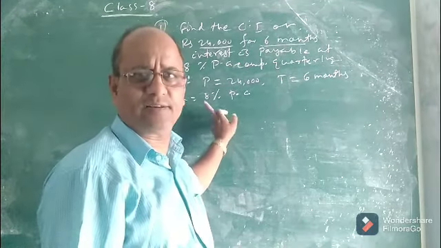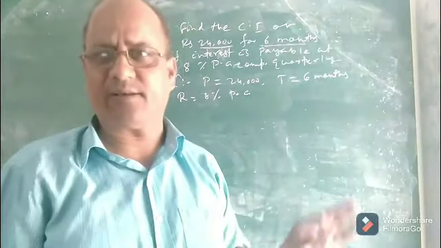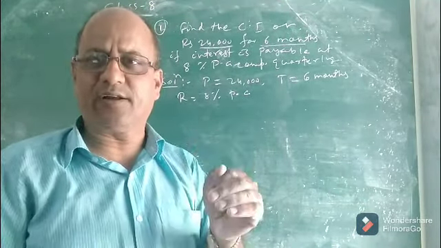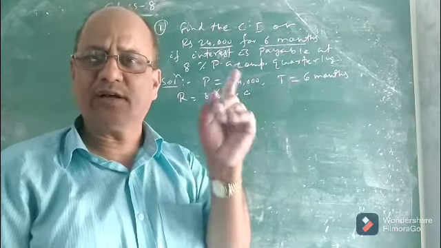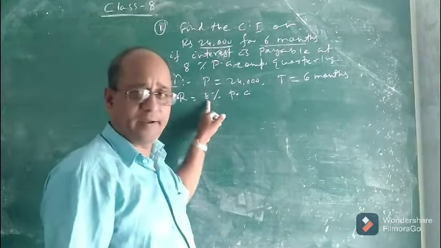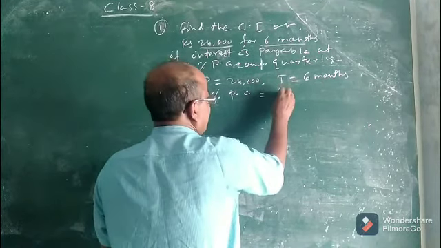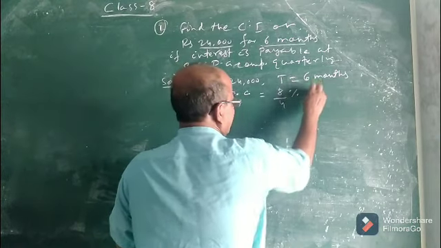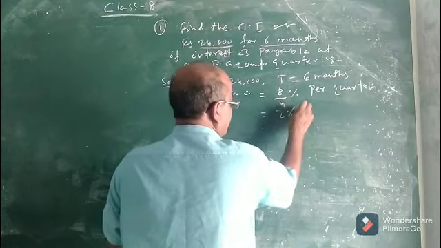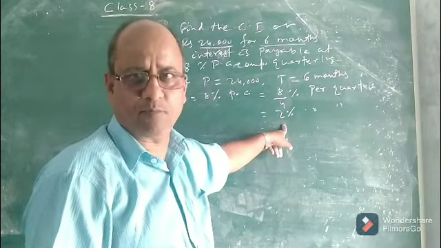Per annum, if the rate of interest is 8% and the interest is compounded quarterly, do you think the bank will give the same 8%? Clearly the answer is no. So what will be the rate of interest? Definitely it will reduce. By how much? It will reduce to R by 4, the formula which I discussed. So if 8% per annum is the rate of interest, then per quarter it will become 8 by 4%, that is 2% per quarter. So R will become 2 when interest is compounded quarterly.